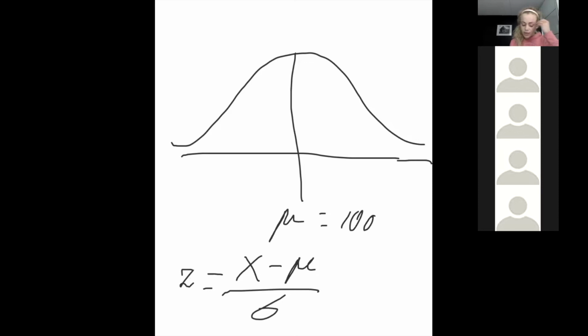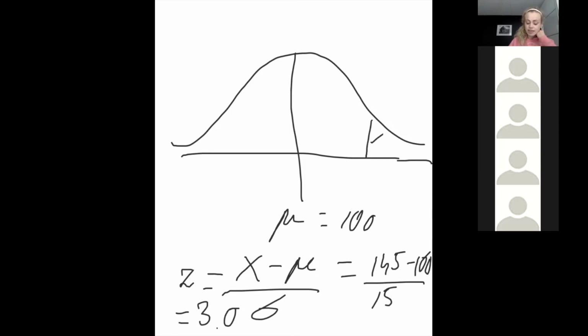And here we know that it will equal 145 minus 100, divided by 15. So it's equal to 3. So the critical value in this example will be 3. So what we calculate is this area. And we know that z here will equal 3. So we want to calculate the area in the extreme.